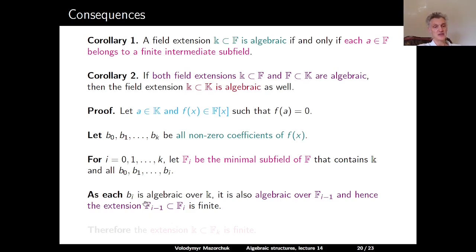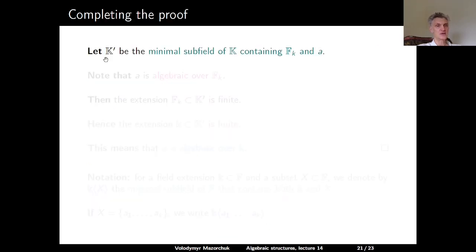And this means that the extension from F_(i-1) to F_i is finite, but the difference between them is just adding one element. And this means that this extension will be finite. We just take the polynomial ring and factor out the ideal. We get a finite extension. And due to the transitivity of finite extensions, it means that the extension from the smallest field little k to F_k is finite.